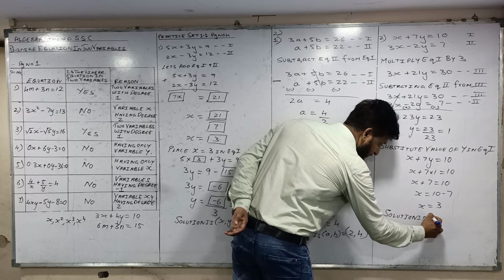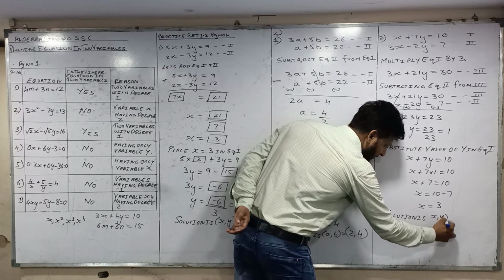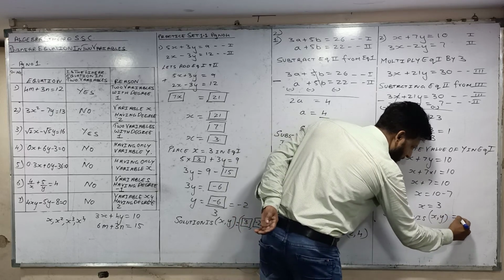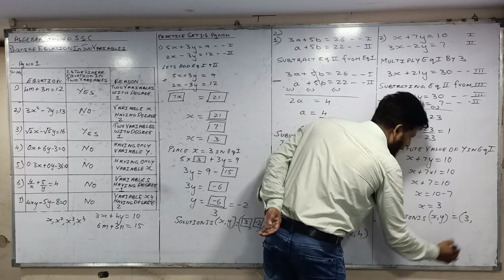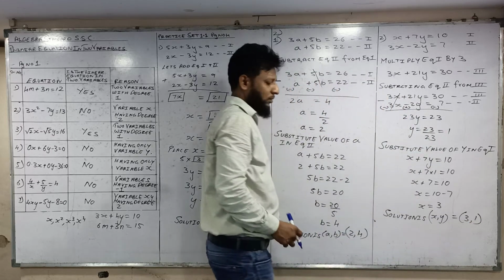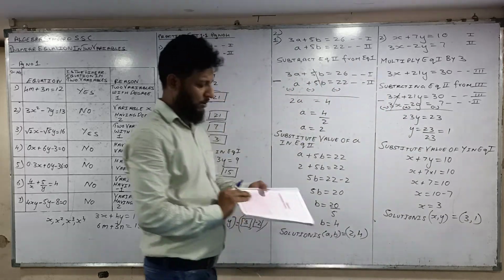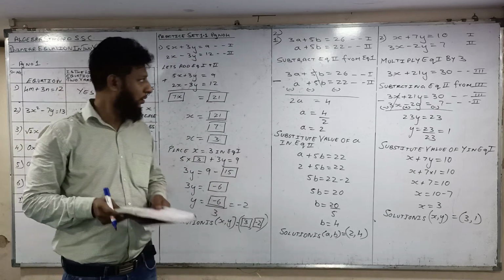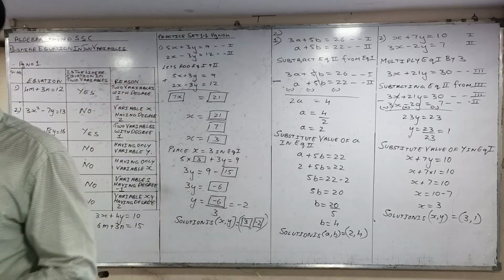So now what is the solution? The solution is x, y, and what is your value of x? 3, and your value of y is 1. So these two sums we have finished. Now the third sum.